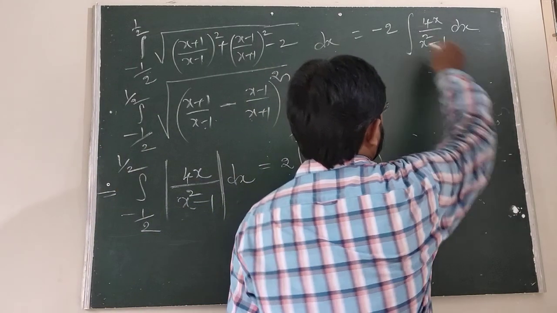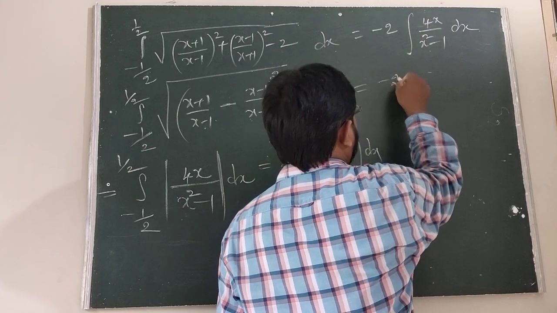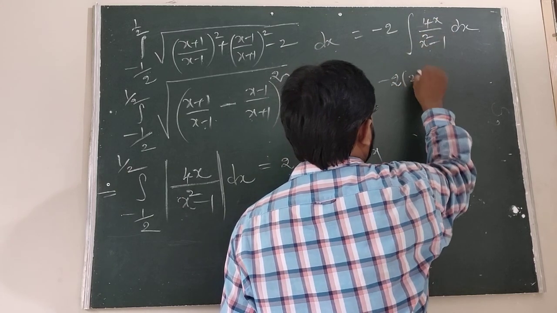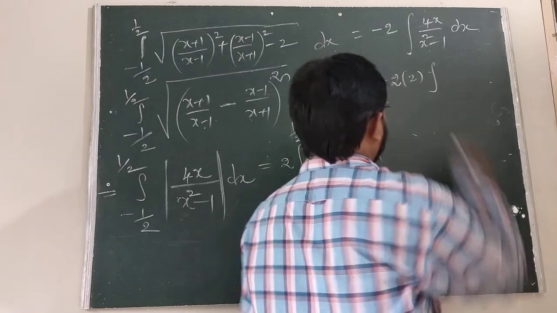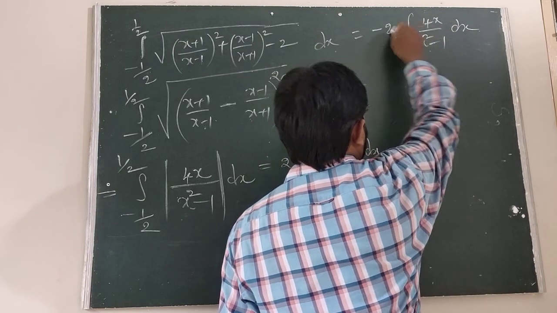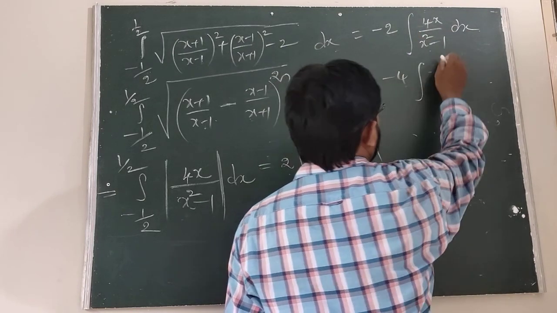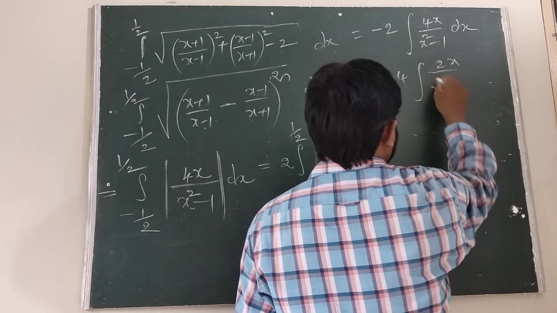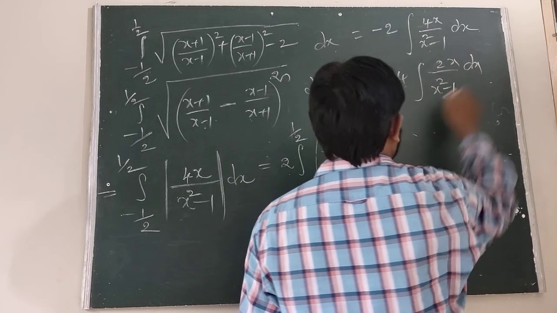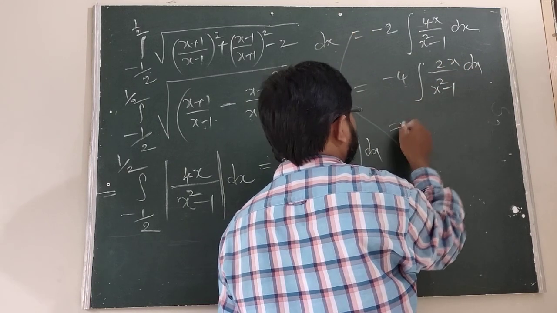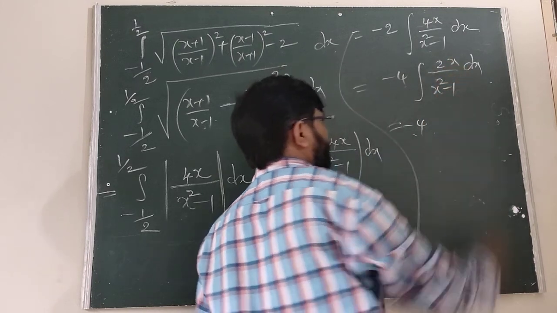The derivative of x square is 2x. In the next step we can take 2 as common. Therefore now we can write 2 common, 2 2s are 4. This is 2x by x square minus 1 into dx. How is it? This is f dash of x by f of x.